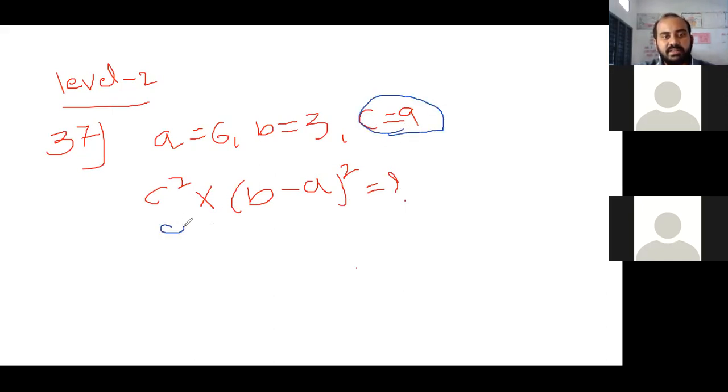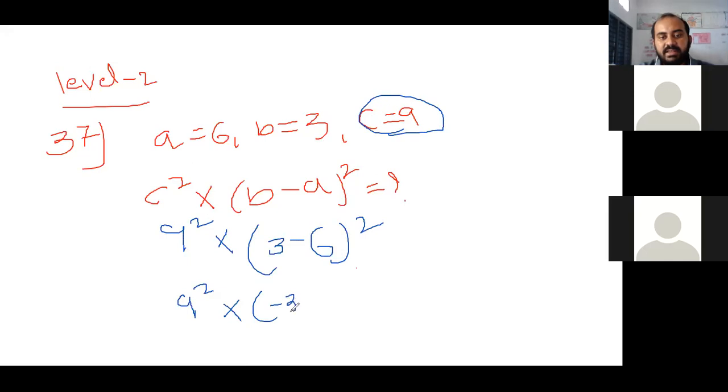Now here write that 9 square into B value. B minus A. B is how much? 3 minus 6, A is 6, whole square. Now here 9 square into 3 minus 6 minus 3 whole square.